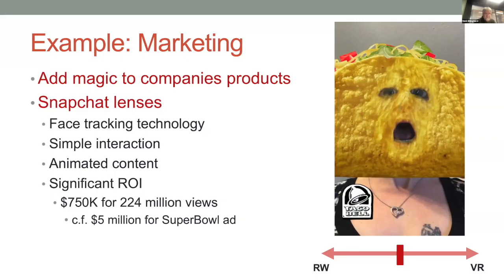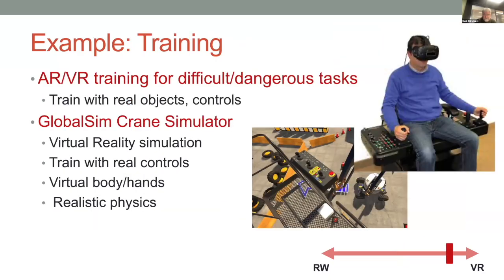And this compares if you were to pay for a Super Bowl ad. Actually, now it's more expensive, but in those days it cost $5 million for a Super Bowl ad. So for a fraction of the cost of a Super Bowl ad, they were able to get far more people using the technology. Now, of course, if you want to build this for Snapchat now, you can do it for free because they've got their own tools as well. But this is a really nice example of how you can use a simple mobile AR to provide a compelling marketing experience.